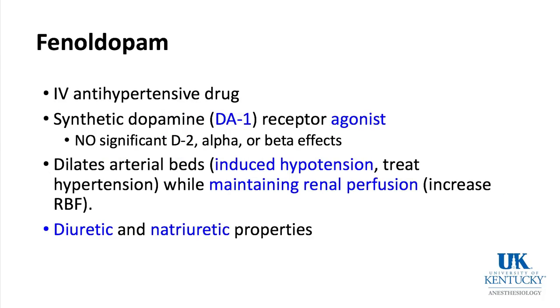Fenoldopam is the next keyword, not used very much anymore. In the past was used as an IV antihypertensive drug because of its dopamine agonist effect, resulting in dilation of renal and mesenteric vessels. So if you wanted to drop someone's blood pressure but maintain blood flow to the kidneys, fenoldopam was a pretty good choice. It had diuretic and natriuretic properties, and the studies have not borne out a protective kidney effect of fenoldopam, and therefore its use is not very often in clinical practice today.